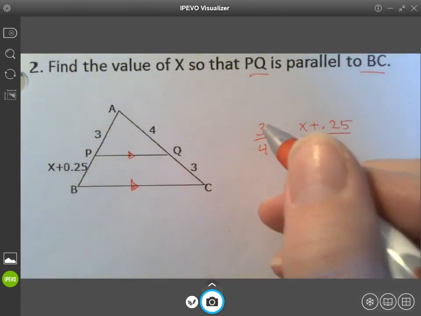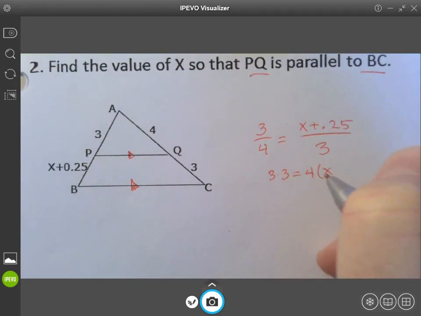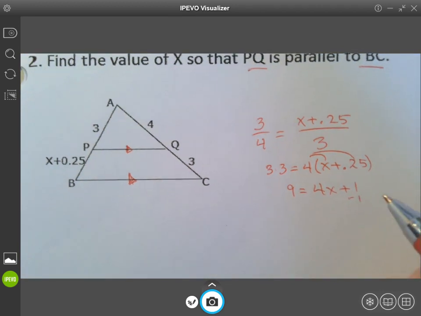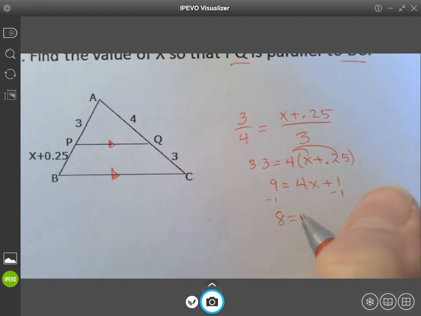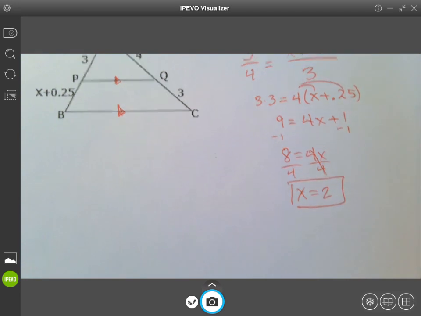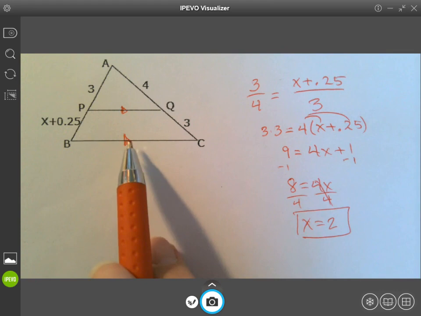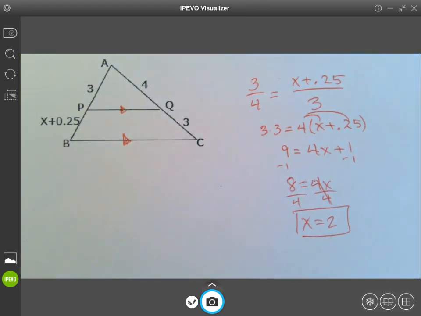So when I cross multiply, I'm going to have 3 times 3 equals 4 times (x plus 0.25). So that'd be 9 equals, and then we're going to distribute this to be 4x plus 1. And then I'm going to solve, subtract 1. 8 equals 4x. Divide both sides by 4. And so x is 2. So if x is 2, then that makes these sides proportionate, and that means they would be parallel. So by x being 2, we have parallel lines.